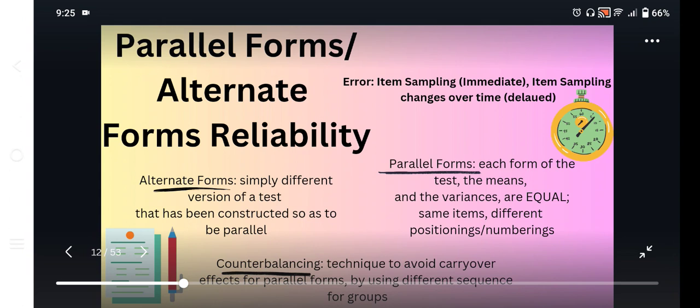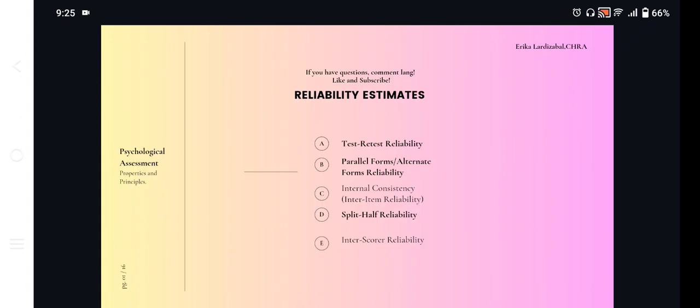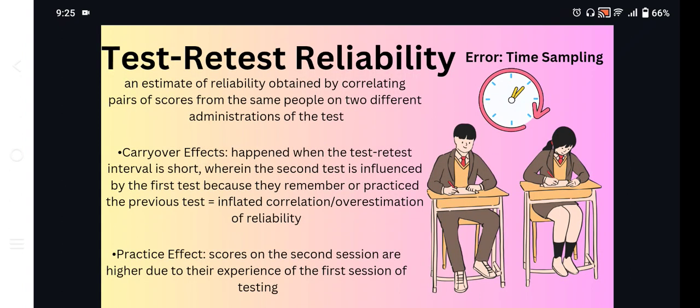Sa mortality naman po, mortality is a problem in absence in the second session, just remove the first test of the absent. Okay? Sa coefficient of stability, ating statistical tool dito, nalipat po pala. Dito sa test-retest ay Pearson r or Spearman rho. Okay?